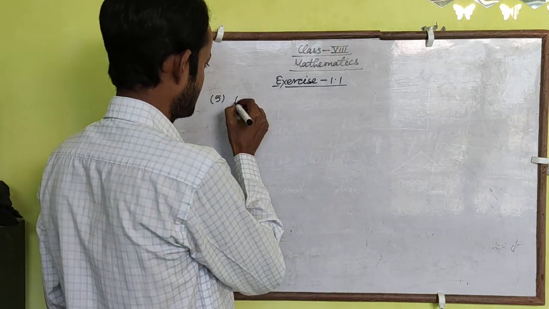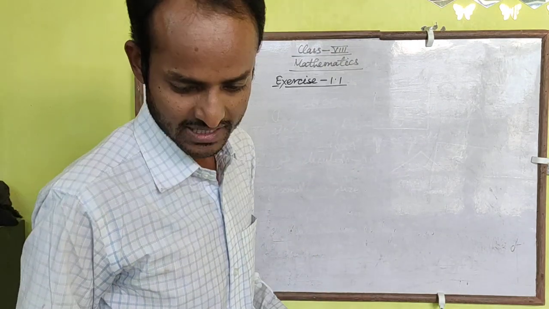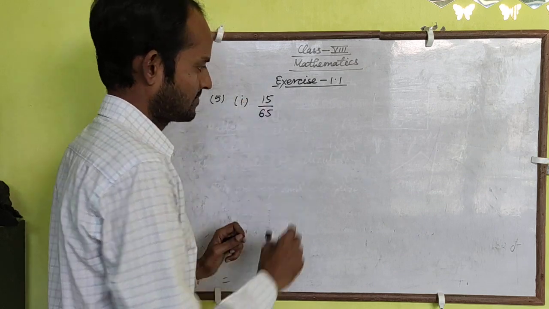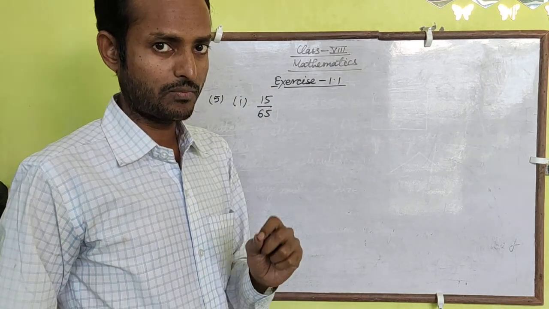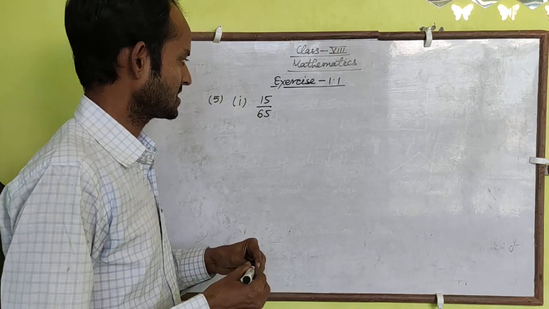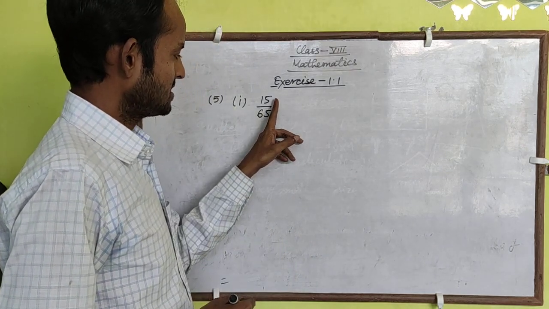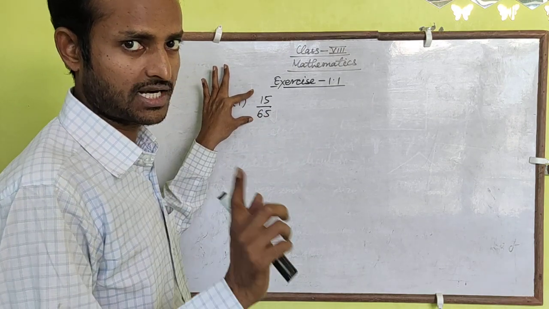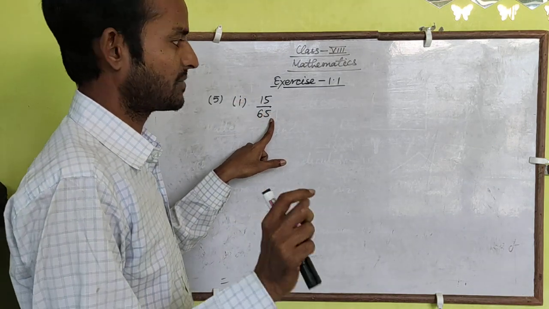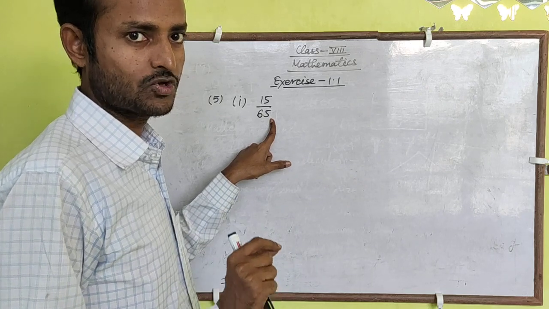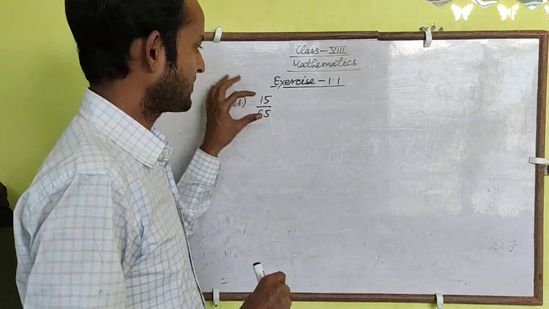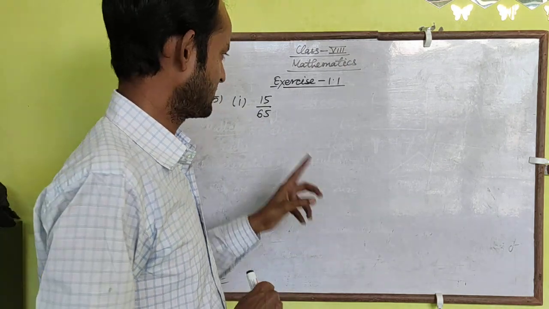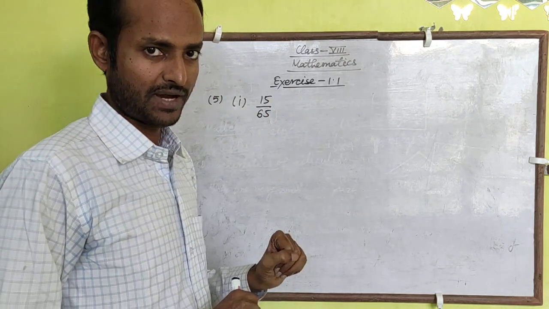Part first: 15 upon 65. Standard form means they have no common factor. For this you can take the HCF of those numbers. You can take the HCF of 15 and 65.